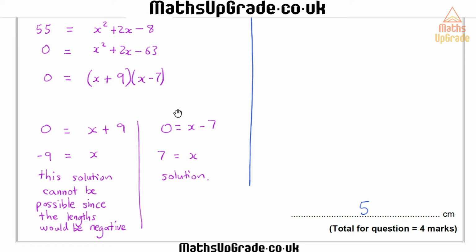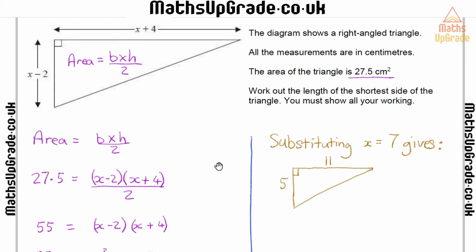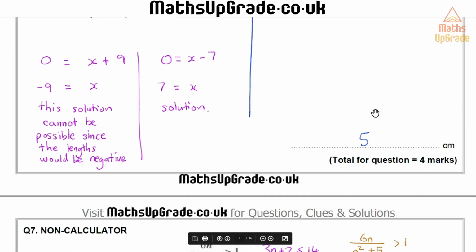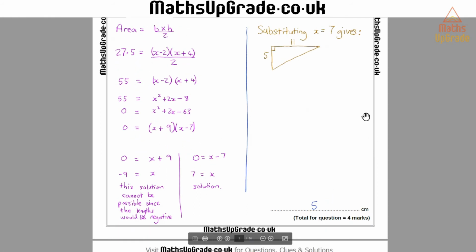That's not the final answer though, that's just the solution to that quadratic, x equals 7. Now all I need to do, substitute x equals 7 into these sides and see which is the shorter side. So x equals 7, 7 minus 2 gives 5, and 7 plus 4 gives 11. So this is the shorter side, and so the length of the shortest side is 5, and remember it's in centimetres, so all the measurements are in centimetres. And that question there was worth 4 marks.